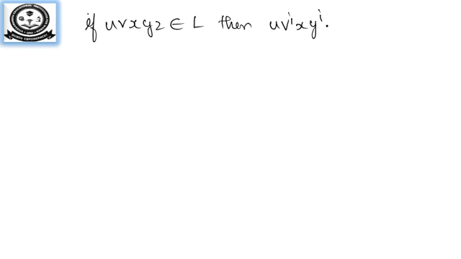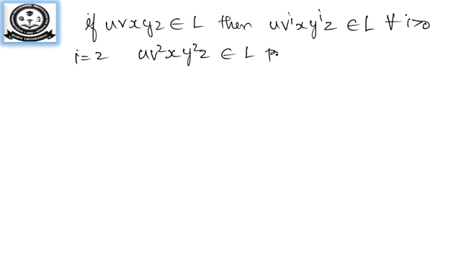Condition 1 is, if uvxyz belongs to the language, then uv to the power of i x y to the power of i z must also belong to the language for all i greater than or equal to 0. Because the string is too large, we'll take i equal to 2. So uv squared x y squared z belongs to the language. We have to prove this.